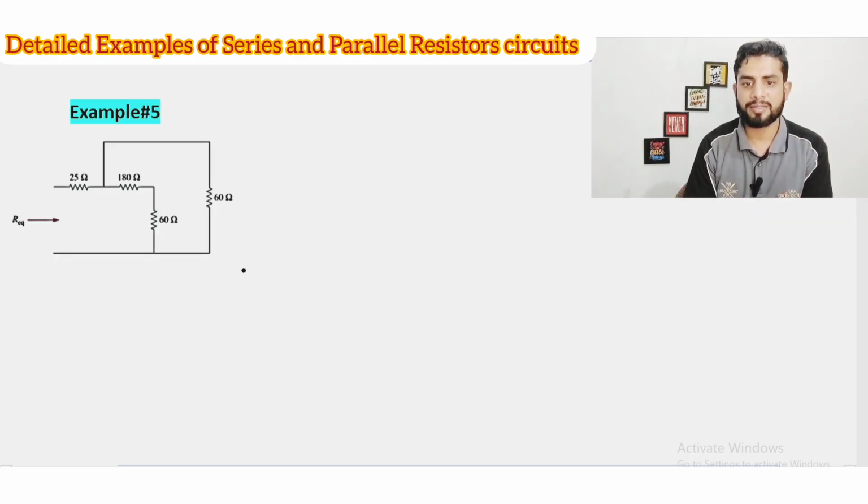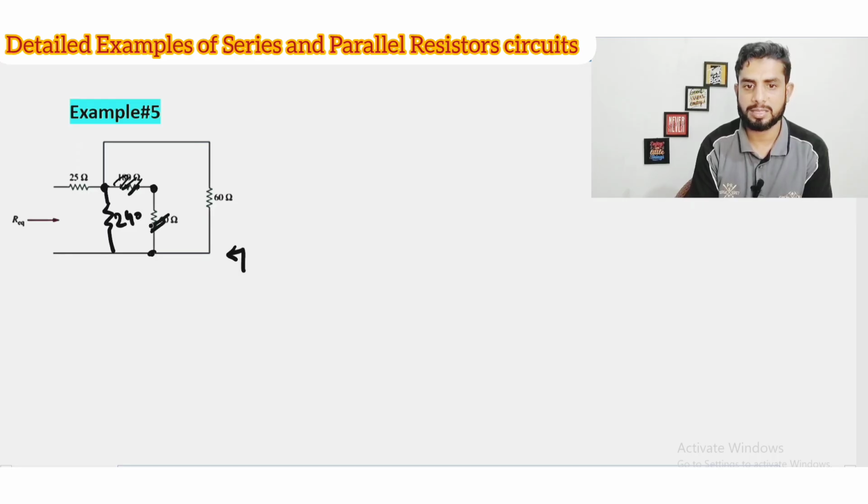In example number 5, you have to look back in order to find the final resistance, and first of all check which resistors are in series or in parallel. See here, 180 and 60 have one common point. It means 180 and 60 will be in series, and their whole combination has a starting point here connecting with 60 and an ending point connecting with 60. It means their combination will be in parallel with the 60 ohm. 180 and 60 will be 240 and that will be connected here.